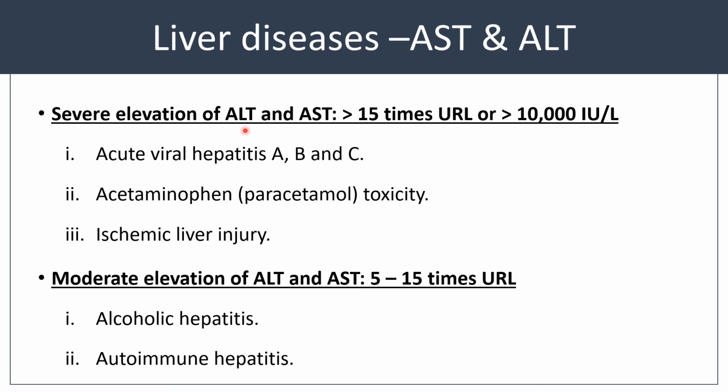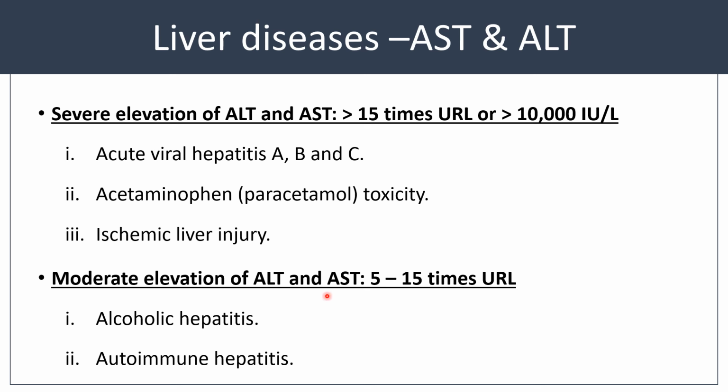By looking at the ALT and AST values in the patient report, comparing them with the reference value, and seeing how many times they are elevated compared with the upper limit of the reference value, we can narrow down the most probable cause of the liver damage in this patient. For example, if ALT and AST both are elevated more than 15 times the upper limit, then it is severe elevation. Okay, and this severe elevation is seen in acute viral hepatitis A, B, C. It is seen in toxicity which results in liver damage. It is seen in ischemic liver injury.